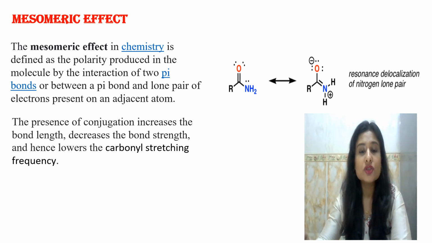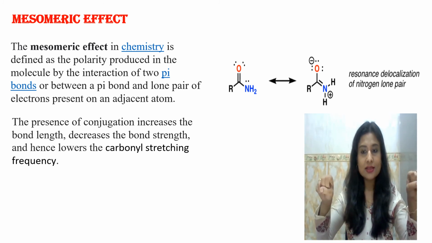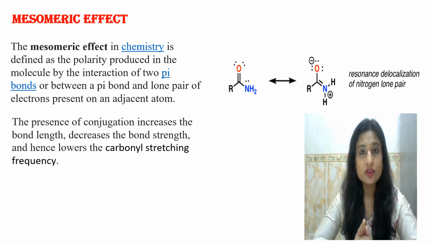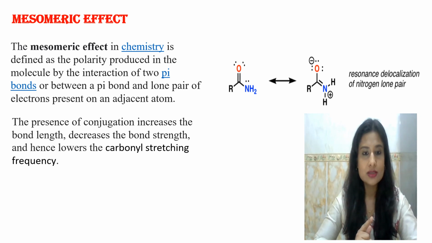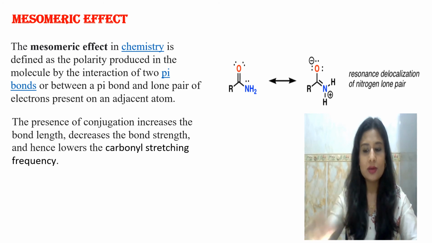So the presence of conjugation increases the bond length. This is the point that is to be noted. Where we see conjugation in the systems, it will increase the bond length. Increase in bond length is always associated with a decrease in bond strength. When bond length increases, the strength of the bond decreases. And according to Hooke's law, when the strength of the bond decreases, the force constant also decreases and the frequency of vibration also decreases. So obviously, the absorption band appears at low wave number.